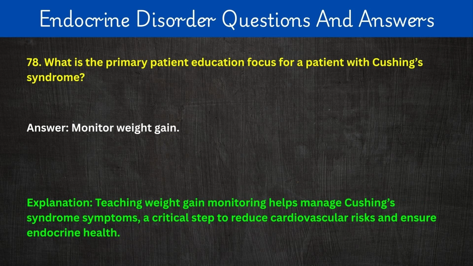What is the primary patient education focus for a patient with Cushing syndrome? Answer: monitor weight gain. Explanation: teaching weight gain monitoring helps manage Cushing syndrome symptoms, a critical step to reduce cardiovascular risks and ensure endocrine health.